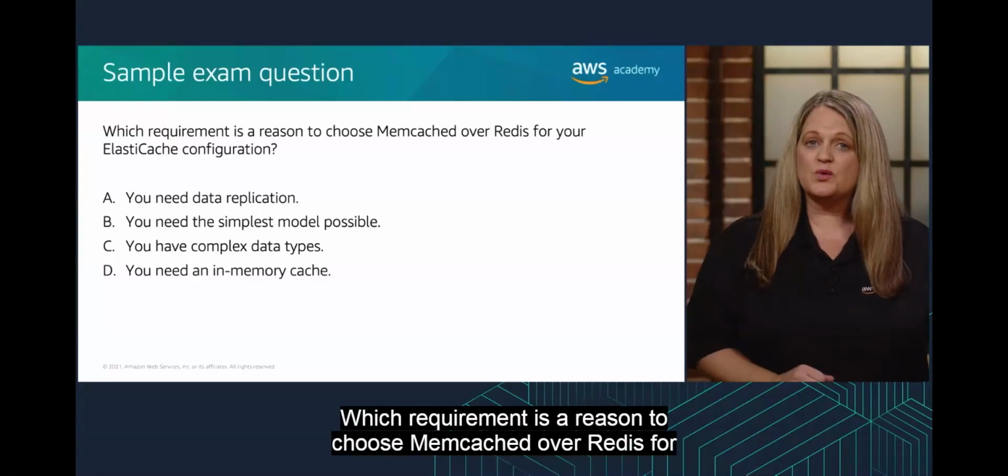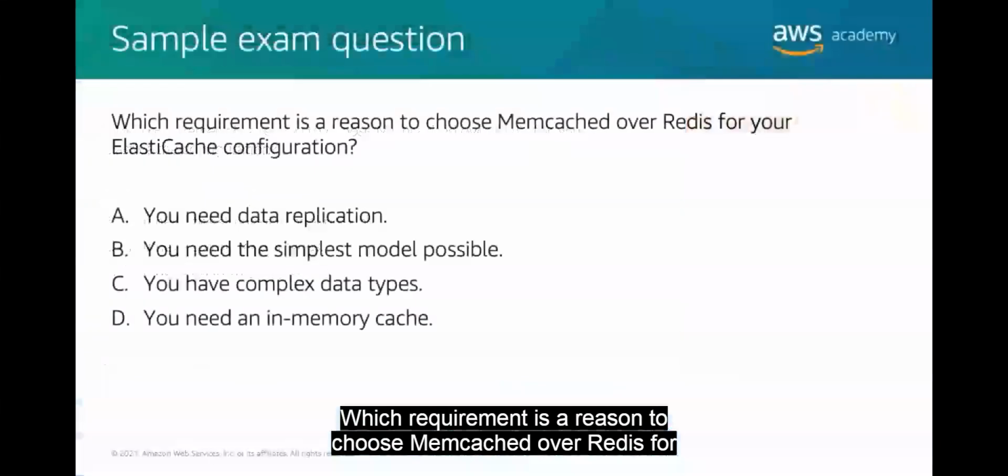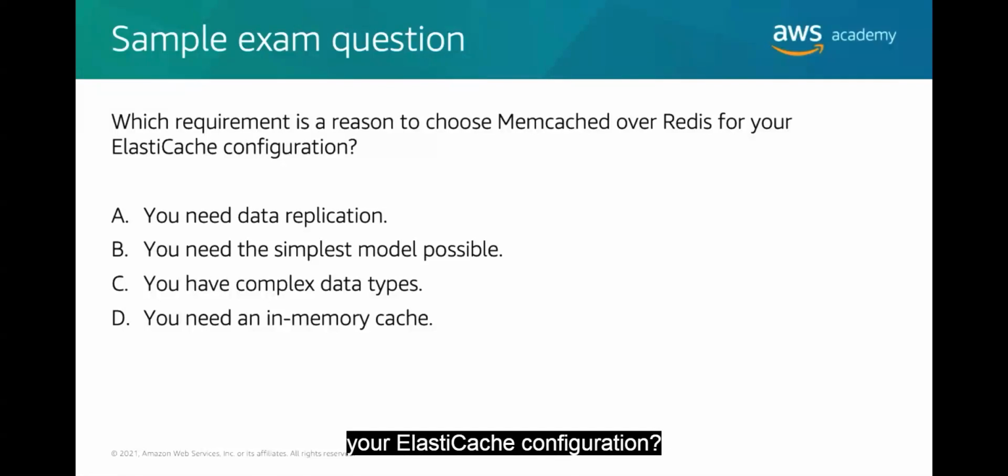Which requirement is a reason to choose Memcached over Redis for your ElastiCache configuration? A, you need data replication. B, you need the simplest model possible. C, you have complex data types. D, you need an in-memory cache.